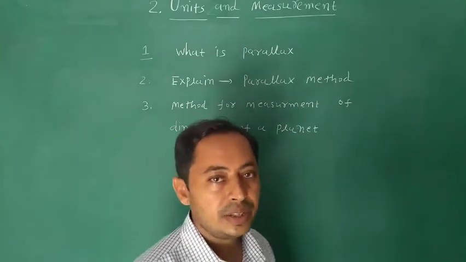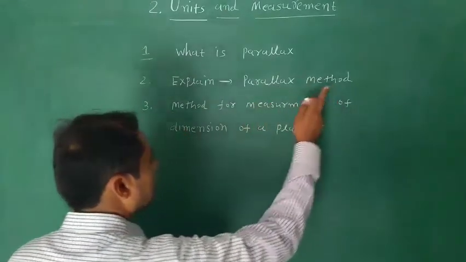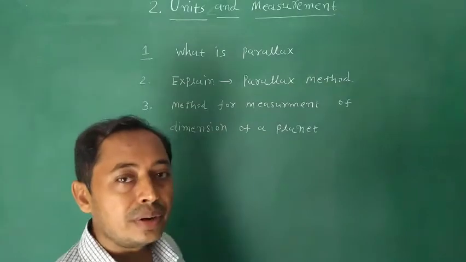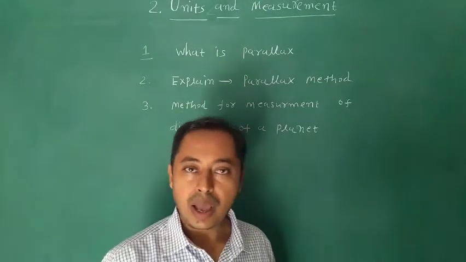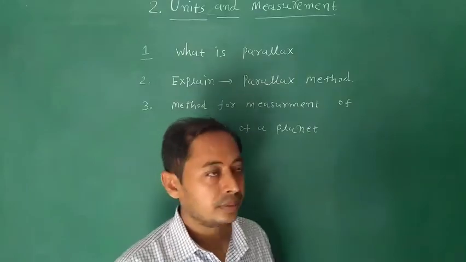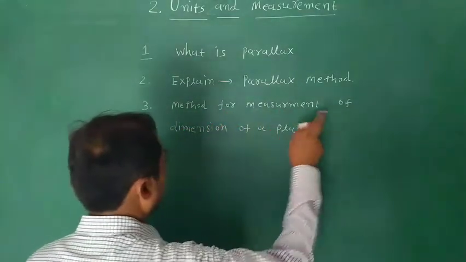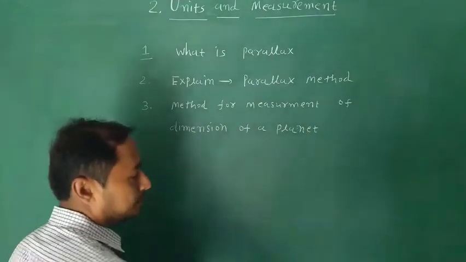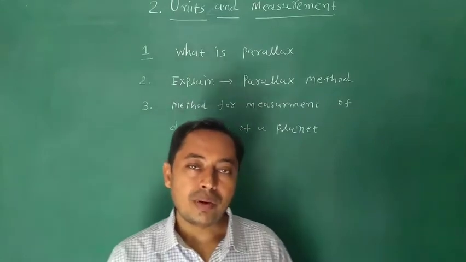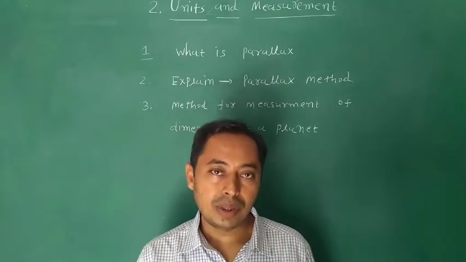Today I teach two methods. First is the parallax method. With the help of this method, we can find out the distance between Earth and Sun, or the distance between two stars. The second method is for the measurement of the dimension of a planet. With the help of this method, we can find out the diameter of the planet, or the height of a tree.